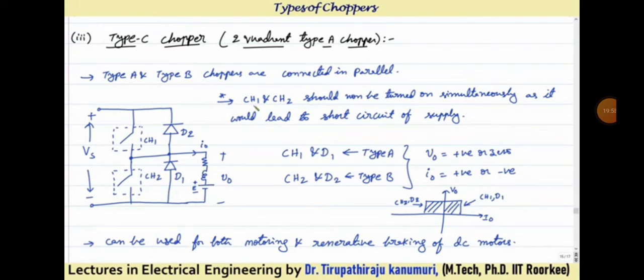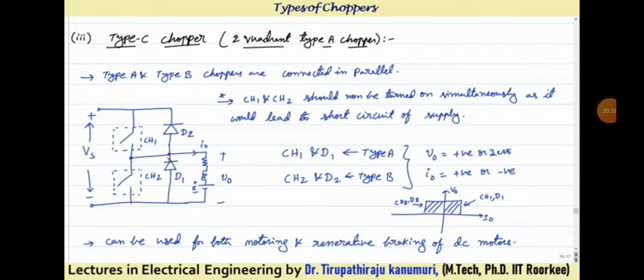So here, these two switches, CH1 and CH2, should not be turned on simultaneously. Anytime both are in the on condition, your entire supply is shorted through these switches. Because of the short circuit, what will happen? This entire chopper will be damaged. So that's why you have to take the precaution. Either chopper 1 will be on or chopper 2 will be on. Both will not be on simultaneously at any instant. That care you have to take.